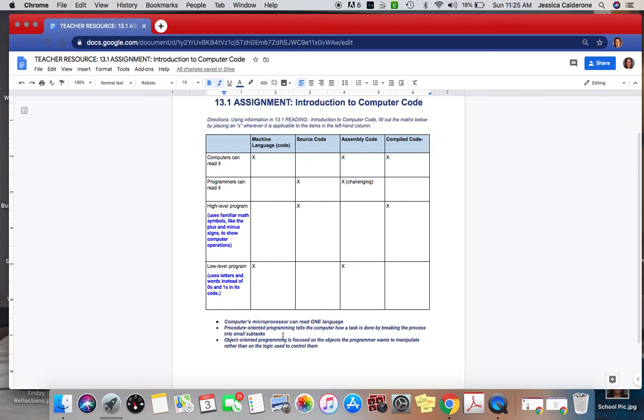So procedure-oriented programming, that tells the computer how a task is done by breaking it into smaller tasks. So if you have bullet points, then you have those sub-bullet points, something similar to that. Okay, object-oriented programming, that is focused on the objects the programmer wants to manipulate versus using the actual logic to control them. So it's working on the objects that it wants to manipulate, what it wants to do, versus the logic used to actually control that programming.